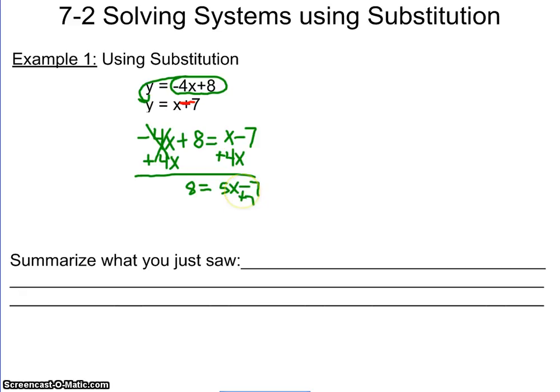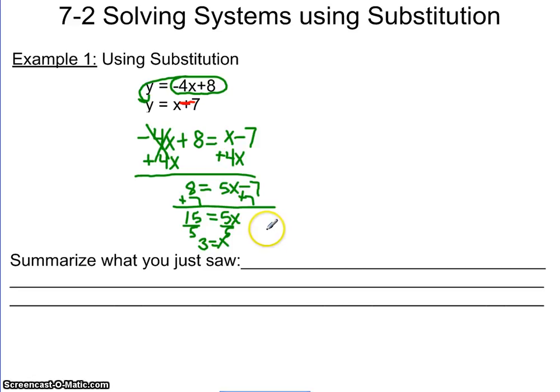So then my next step would be to add 7 on both sides. So I'm going to go ahead and do that. So I get 15 equals 5x, divide by 5 on both sides. And hopefully you were following along that x is going to be 3. Now that we have our x, that stands for our x coordinate. We still need to figure out our y coordinate for the system of equations.